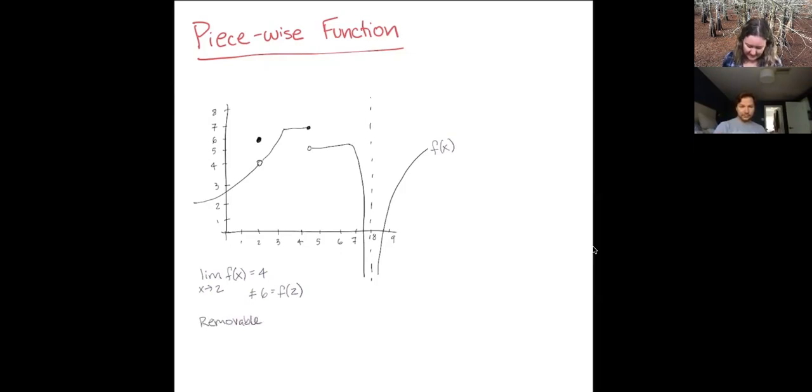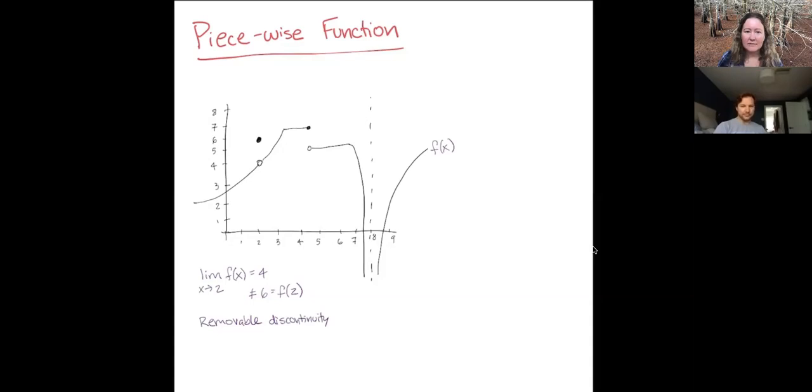Basically because it can be fixed, right? So if we wanted to change this function to make it continuous, we could just sort of erase that little dot and stick it back where it's supposed to be, and voila, it would be continuous.